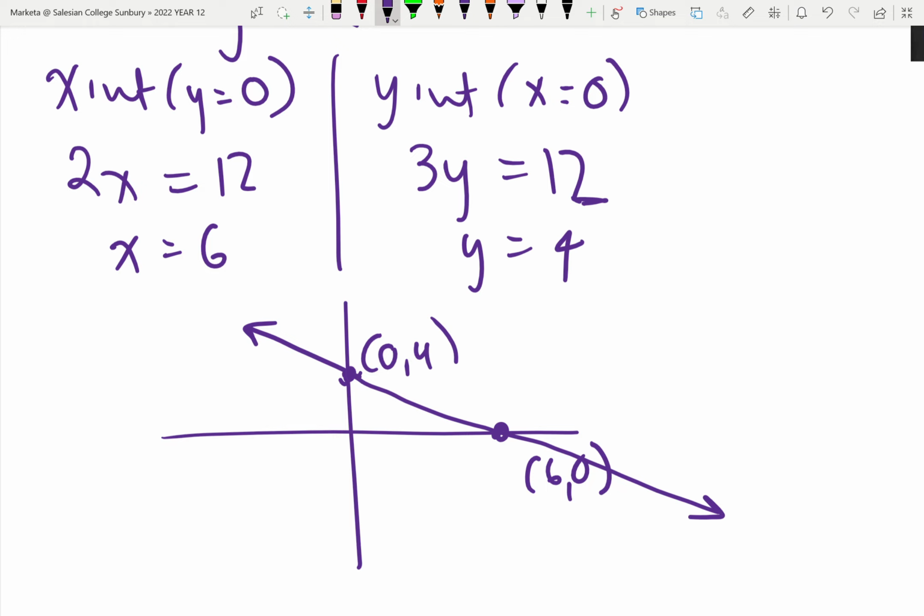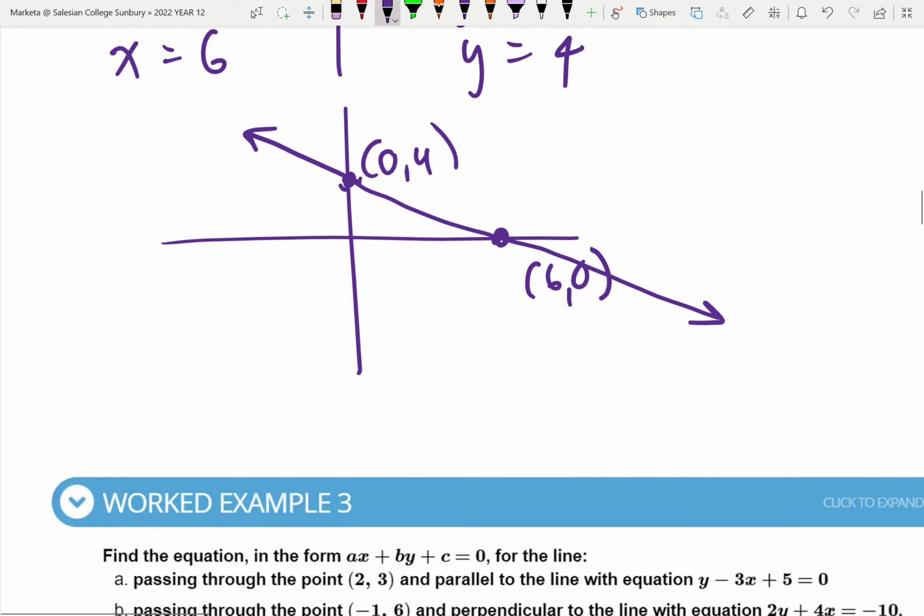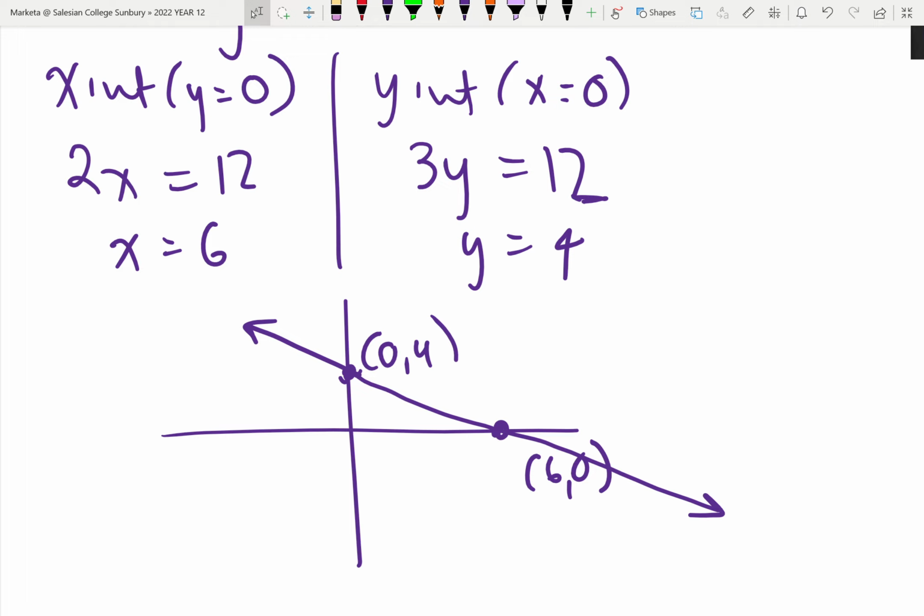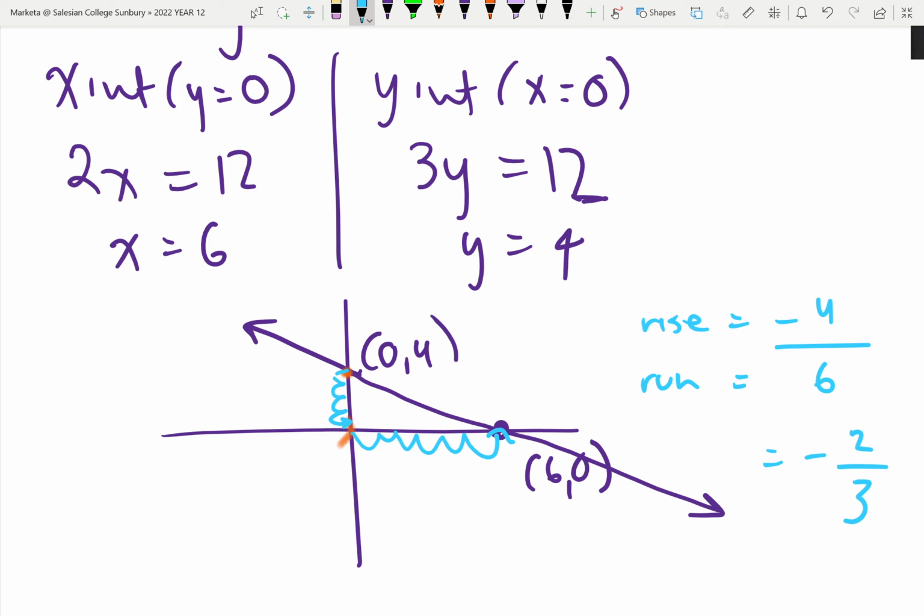There's our line, and now we can just find the gradient. So you could do rise over run if you wanted. I can start from here. To get down to here, I'm going down by 4. That's not a very good pen. I'll change over. So I'm going 1, 2, 3, 4, so that's -4. And run is going to be, I'm going to cross 6, 1, 2, 3, 4, 5, 6. So it would be -2/3.